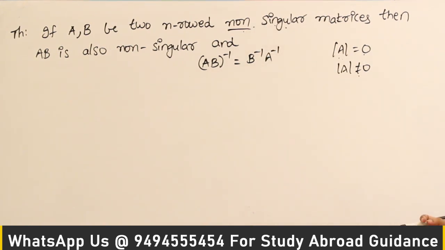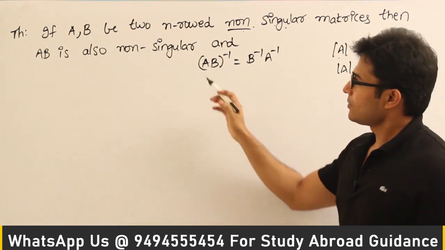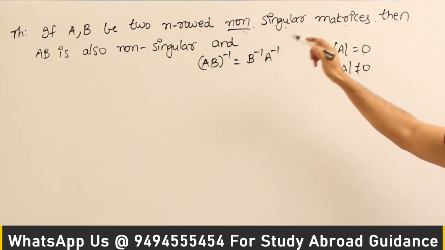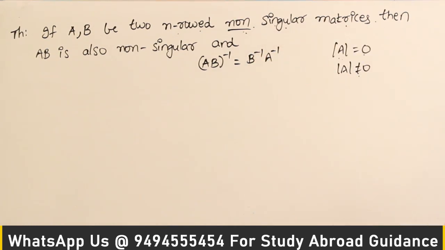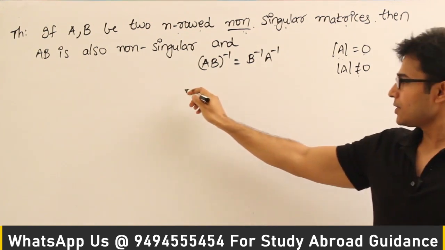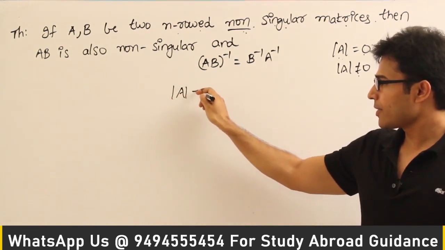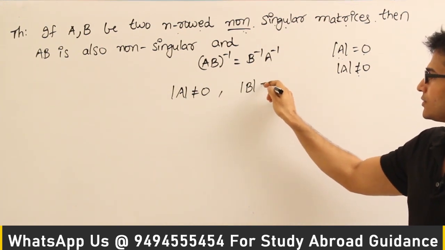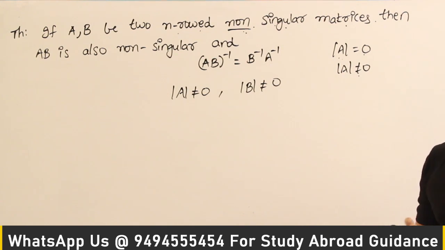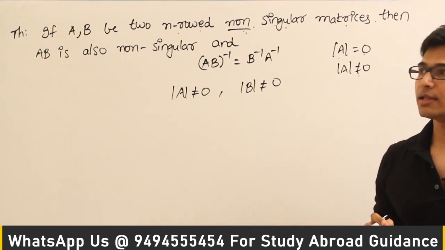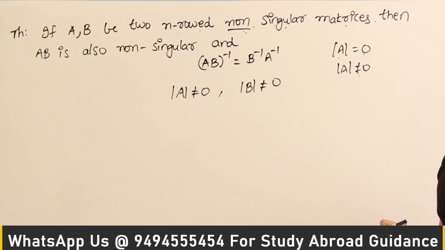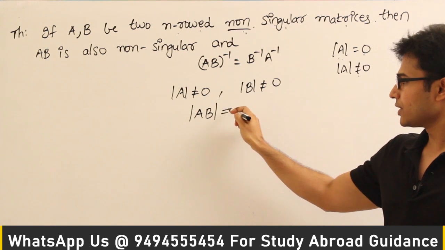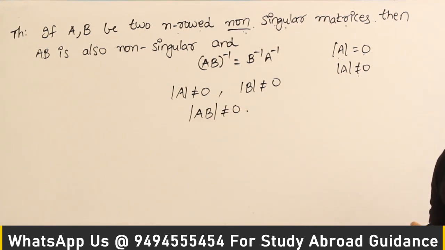Now the theorem is this: if capital A and capital B are two n-rowed non-singular matrices, then AB is also a non-singular matrix. So what they mean to say is, capital A and capital B are not singular matrices, which means det A is not equal to 0 and det B is not equal to 0. If these two are non-singular matrices, then we are supposed to prove that AB is also non-singular. AB means the product of these two, and this is also not equal to 0. That is what we are supposed to prove.